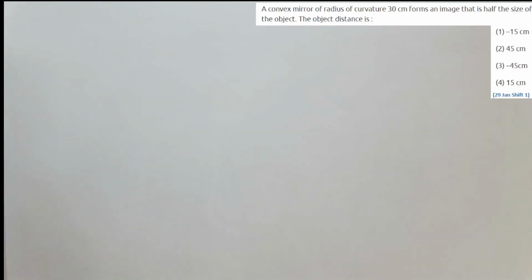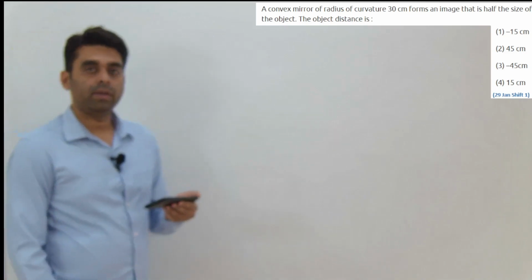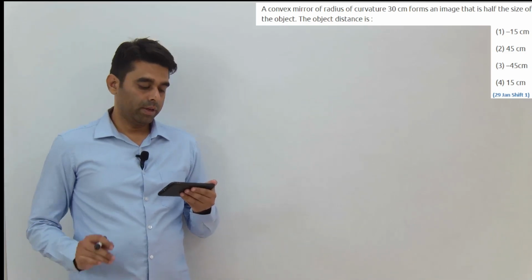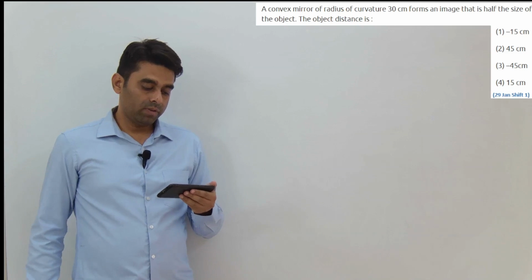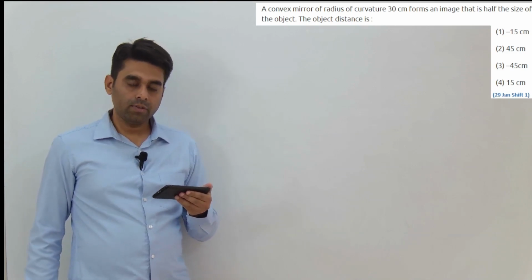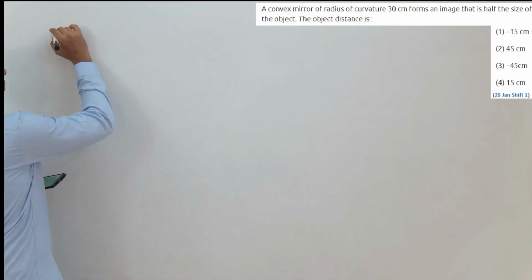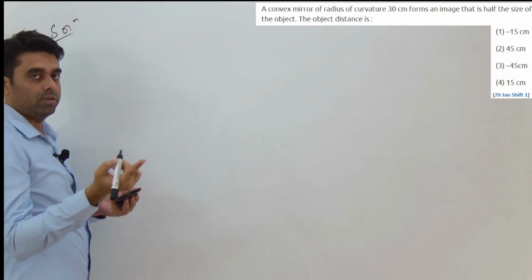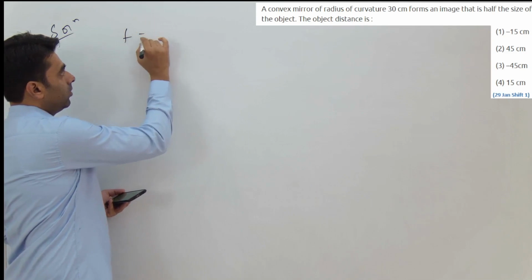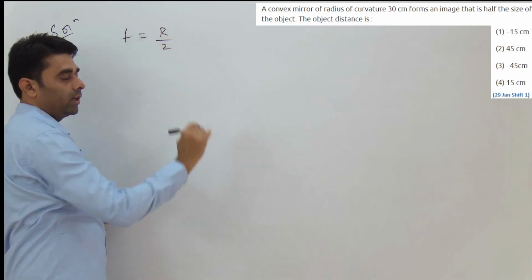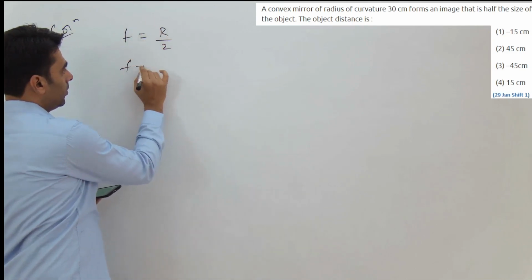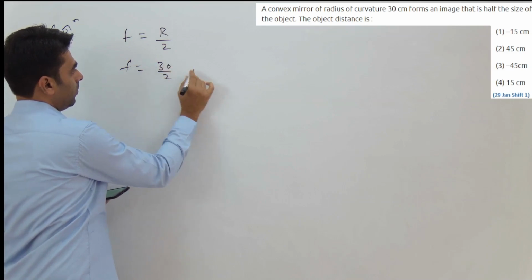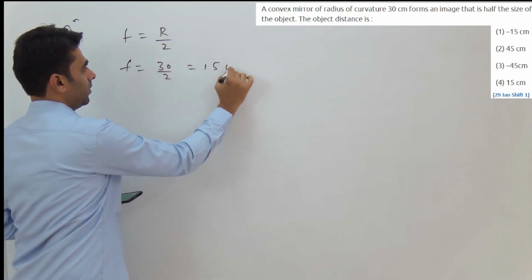Yeah. So our third question is your 29 January shift 1 question. It says a convex mirror of radius of curvature 30 centimeter. If the radius of curvature is 30 centimeter, the focal length, we know, is R by 2 in case of a mirror. So this will become 15 centimeter is the focal length. Fine, well and good.